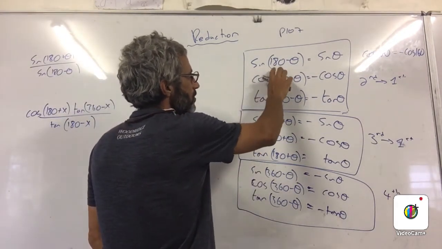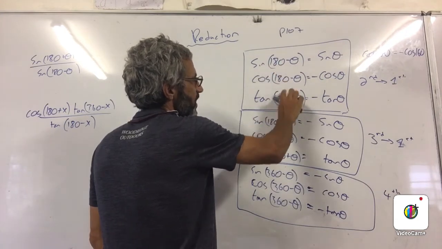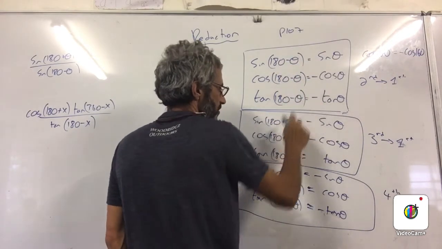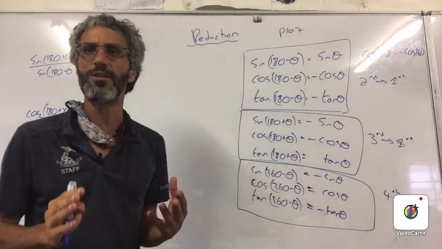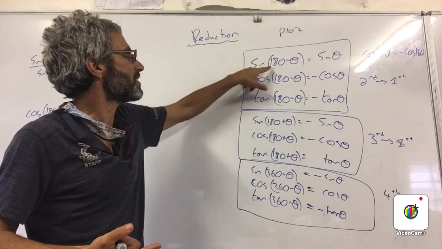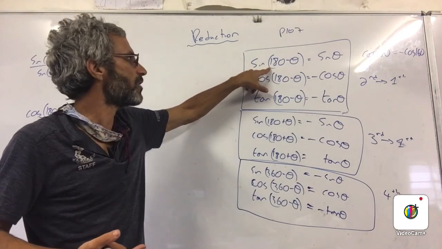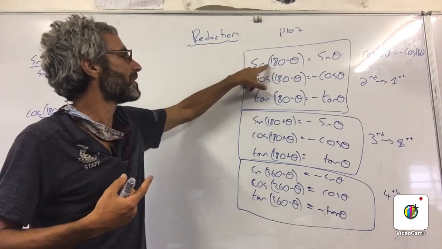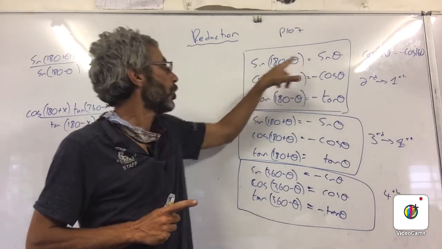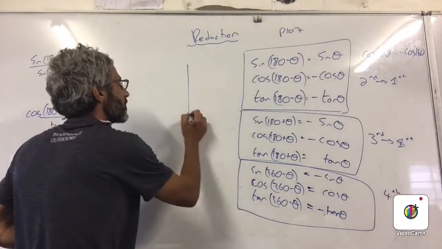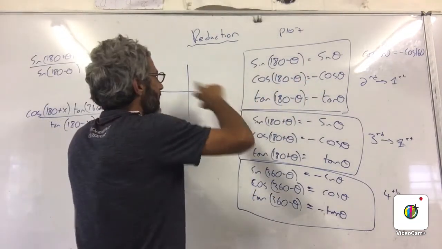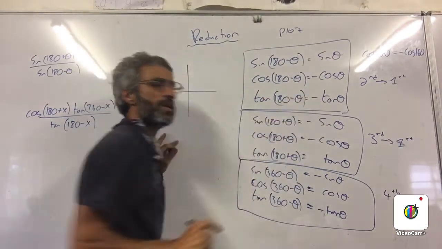It's actually very easy to memorize. Whether it's 180 minus theta or 180 plus theta, you just write down theta. Those become theta, that becomes theta, and this also becomes theta. The only thing we need to decide is whether we slap in the minus or not. 180 minus theta tells you it's the second quadrant. In the second quadrant, the sine is positive, so there's no minus. The cosine is negative, so we slap in a minus. The tan is negative, so we put in a minus.